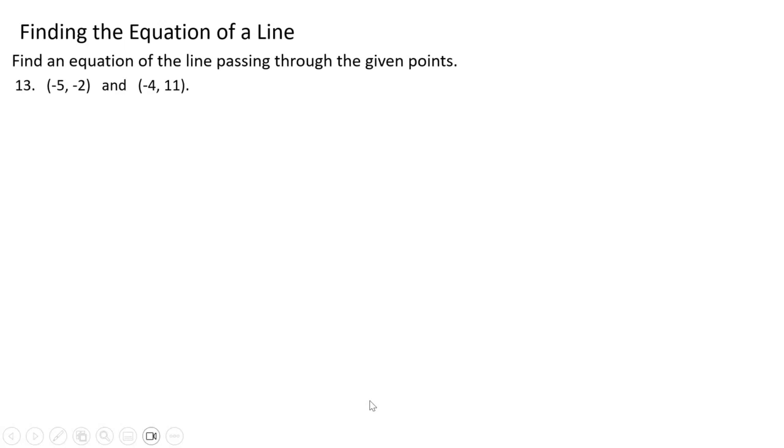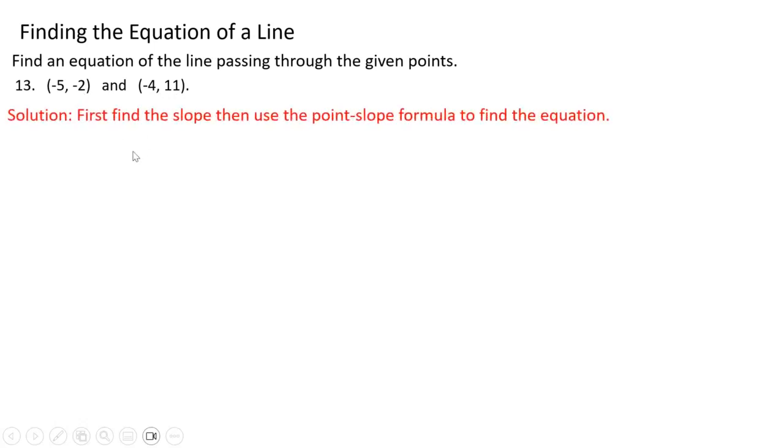So number 13, it says find an equation of the line passing through the given points. So now you find an equation in y equals mx plus b, which is called the slope-intercept form. Let's first check: do the x's repeat? No, they don't. Do the y's repeat? No, they don't. So we actually have to do all the work. So first I need to find the slope, right? And then we're going to use the point-slope formula to find the equation.